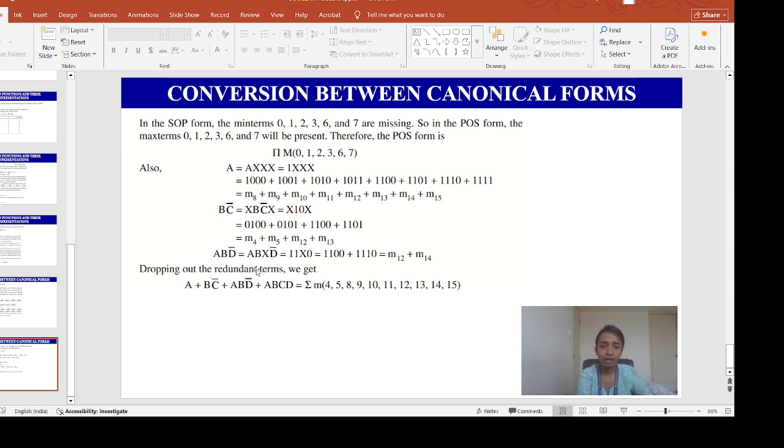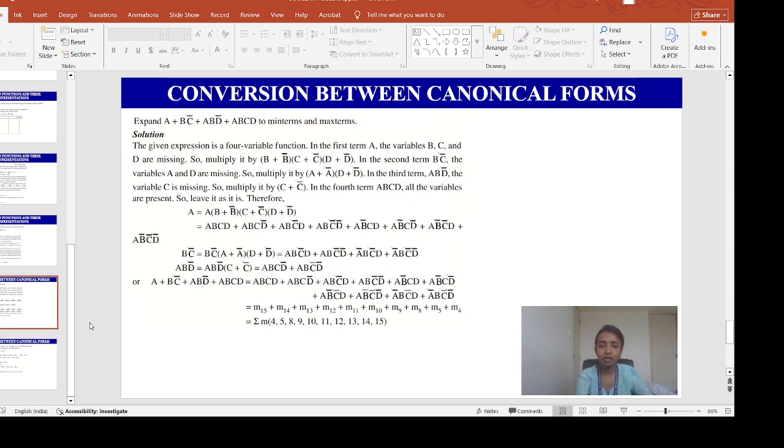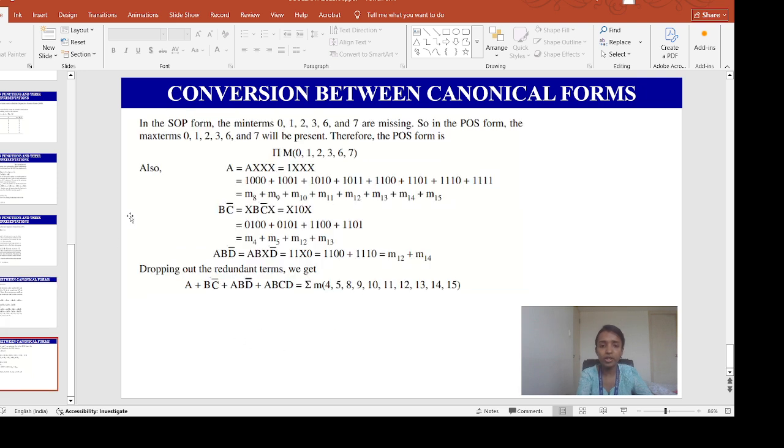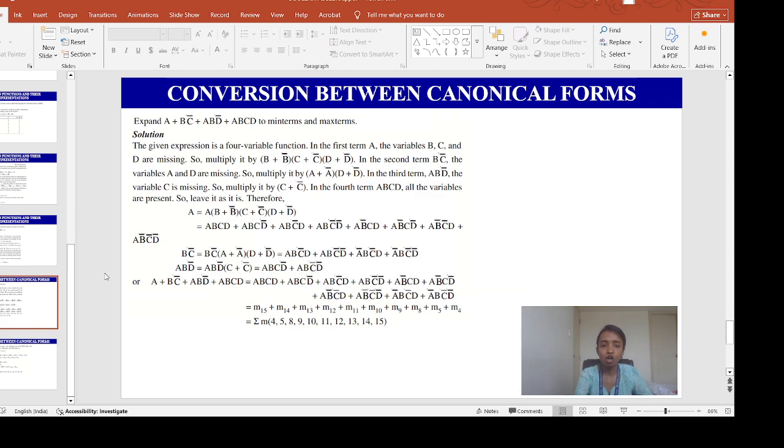Now ABCD, all the variables are present, so we don't need to do anything. Now if you add all these min terms, you will get this, and this is nothing but what we started with, right? So this expansion you can also do in this way. This is just another way of solving these expansions that we have expanded to min terms.